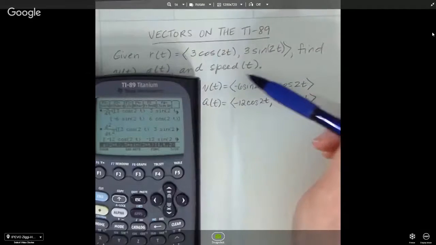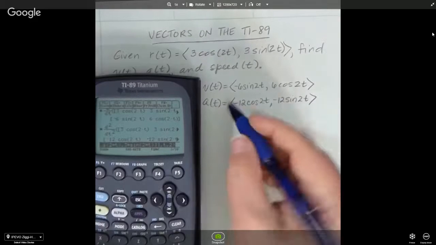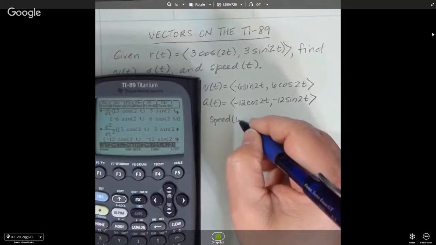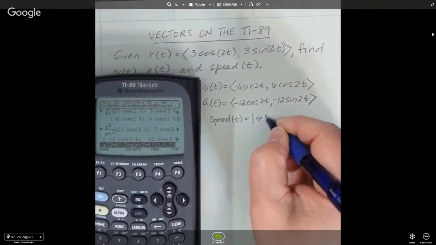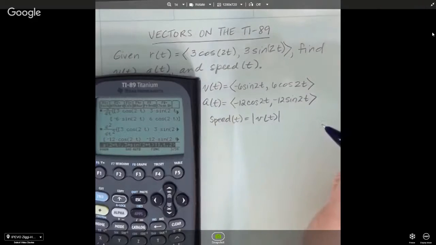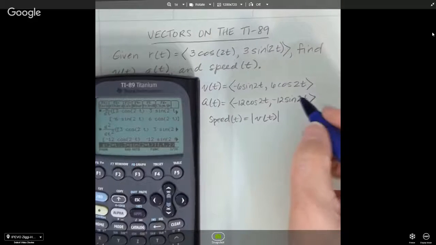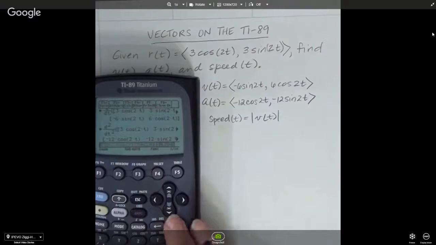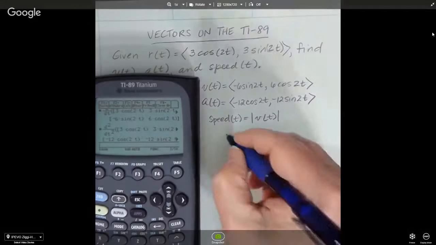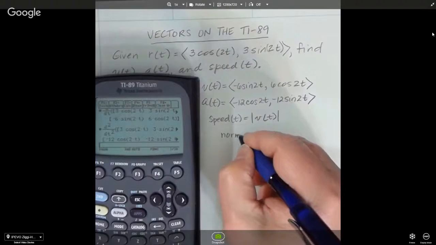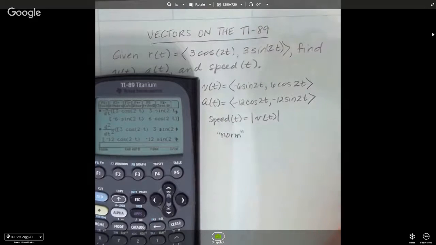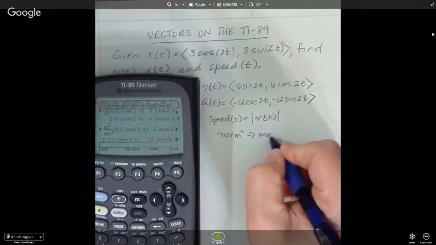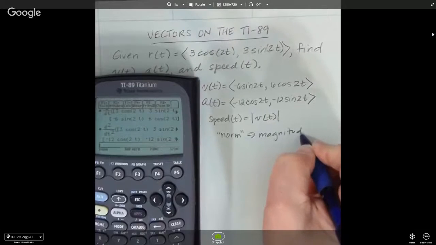Now we're going to find the speed. The speed, by definition, is equal to the magnitude of the velocity vector. On the TI-89, we can do magnitudes of vectors, and to do that we have to use something called the norm. The norm of a vector is the equivalent of the magnitude. It's another name for the magnitude of a vector.